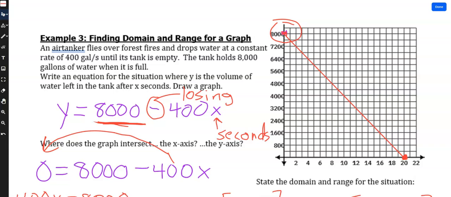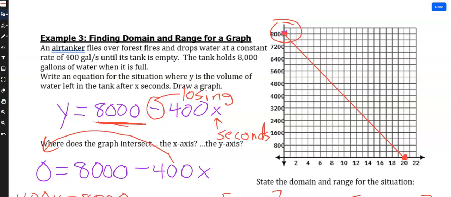Write an equation for the situation where y is the volume of water left in the tank after x seconds. So we've got it right here. We've got 8,000 to start with, and we're losing 400 every second. When they say per second, that's your slope. So we do have a slope of negative 400.